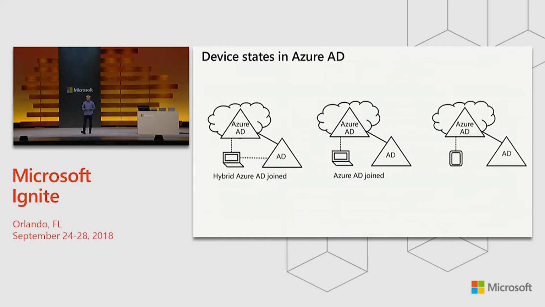And then the third one, which is typically meant for your BYOD or personal devices, is if you have a non-Windows device like an iOS or an Android, or even a Windows personal device that you don't want to Azure AD join or hybrid join because it's not part of your corporate domain, then the third state is what we refer to as the Azure AD registered state.